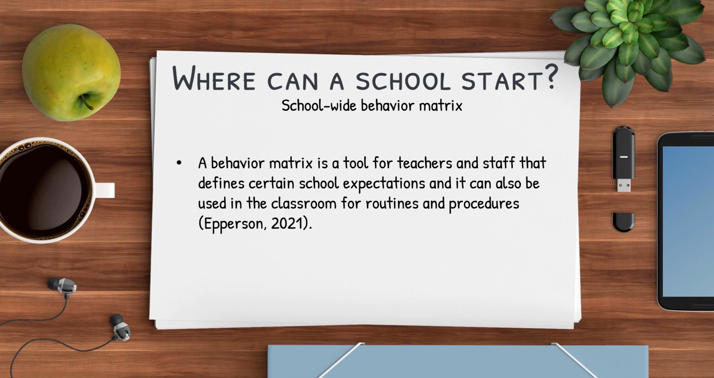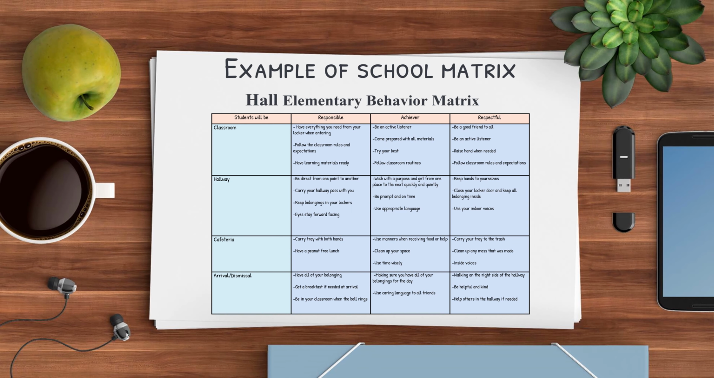A school-wide matrix is important because it establishes rules for all the students. Say it's a kindergarten through 5th grade school, those expectations and rules will follow them all the way to 5th grade. It establishes those rules and expectations from a young age and further along.